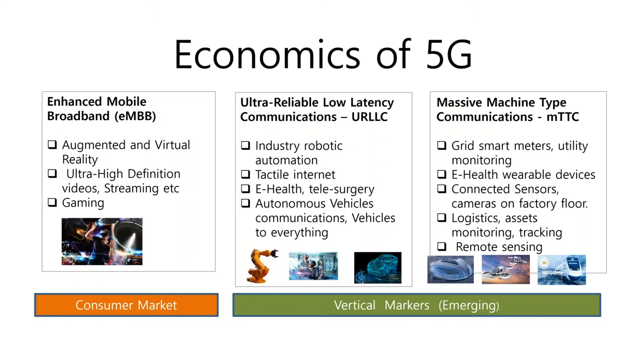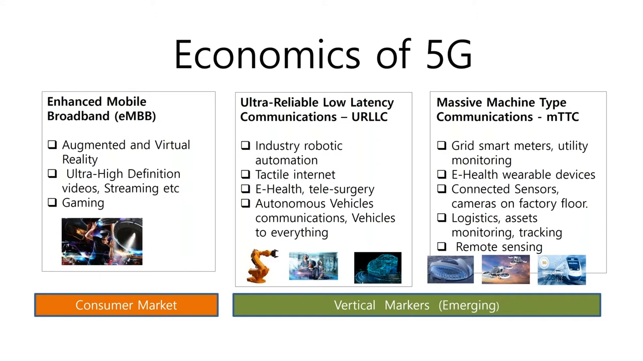Low latency means that the reaction time to the 5G network is below 1 millisecond. So basically when you push a button on your 5G handset to control an industrial robot, the reaction time will be around 1 millisecond. And this is supposed to support things such as industry robotic automation, so remote control of robots and other industrial systems, tactile internet, and things such as e-health, telesurgery, and so on, as well as supporting autonomous vehicle communications for autonomous driving and congestion control and so on in traffic and that sort of things.